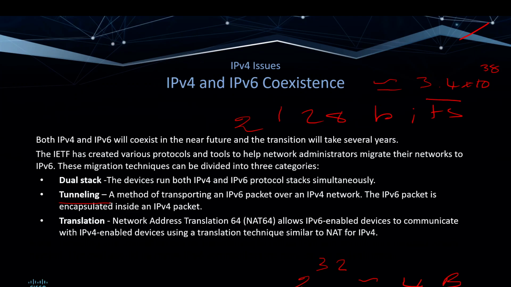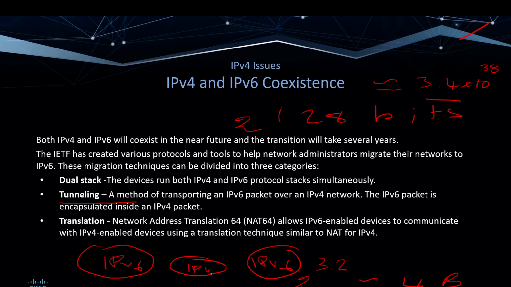The second method is the tunneling. Let's say we have an IPv6 enabled network here, and then we have another IPv6 enabled network here, and then right in the middle we have an IPv4 network. So it's kind of encapsulating the IPv6 inside the IPv4 to allow those networks running IPv6 to communicate together, and that's the tunneling.